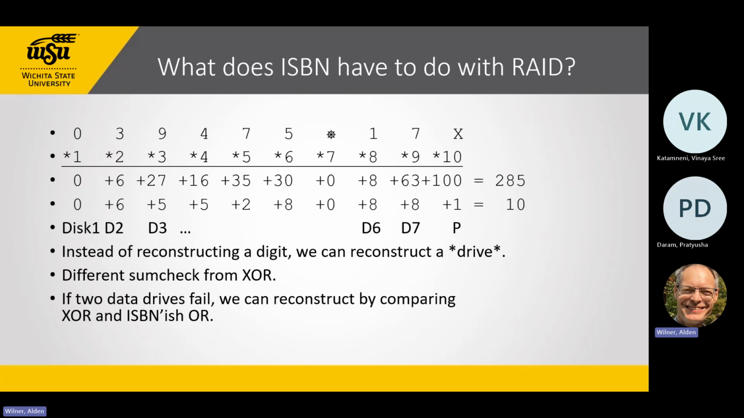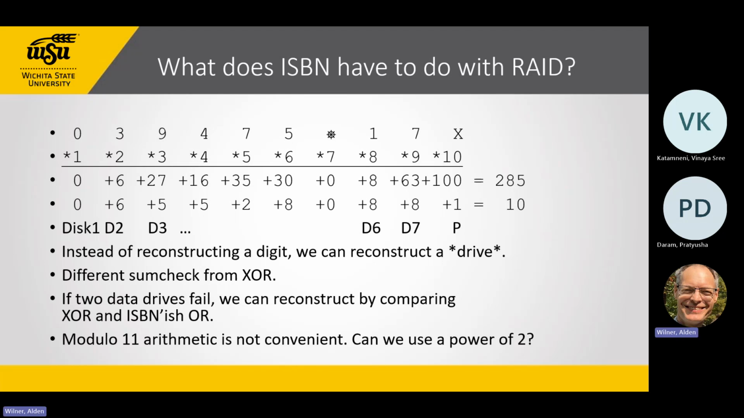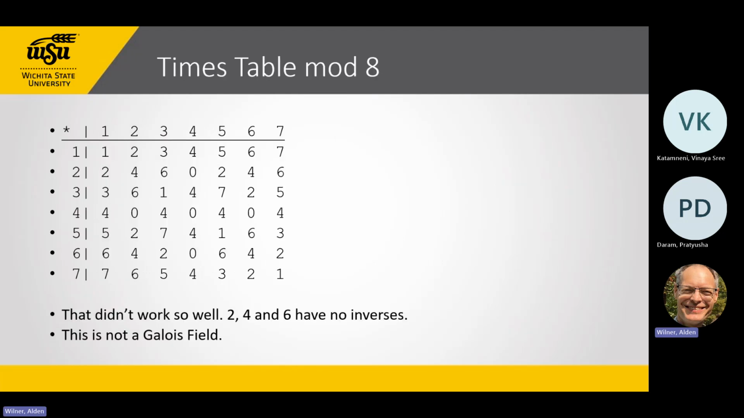So if two data drives, we just compare the XOR and the ISBN-like OR. Now, modulo 11 is not convenient for computers. Computers like to do everything in binary. So let's ask ourselves, can we use the power of 2?